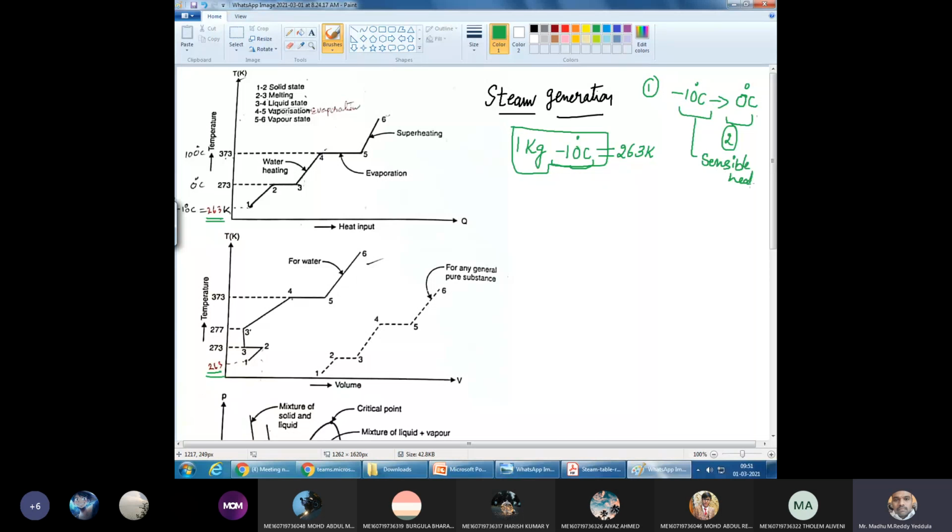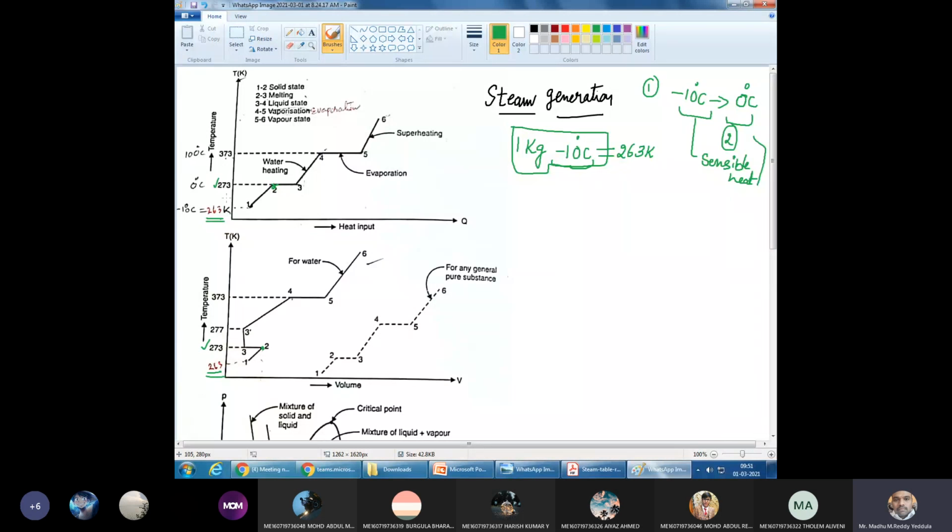Sensible heating of ice. During this process, the temperature will change from minus 10 degrees centigrade to 0 degrees centigrade by keeping the same phase, that is the ice phase. You can see state 2 in this diagram. State 2 shows that it is also ice at 0 degrees centigrade. The corresponding absolute scale is 273 Kelvin. Observe the graph similarly. Clear now? State 1 is what? State 2 is what? Tell me, anyone.